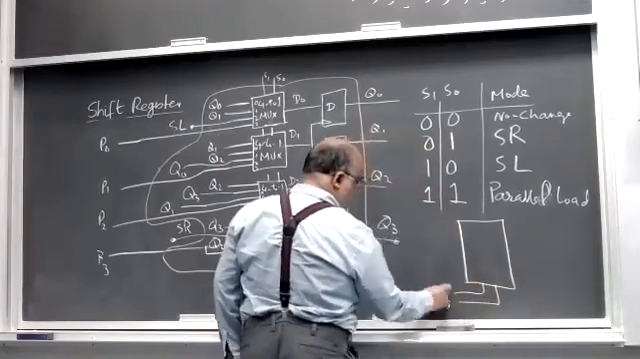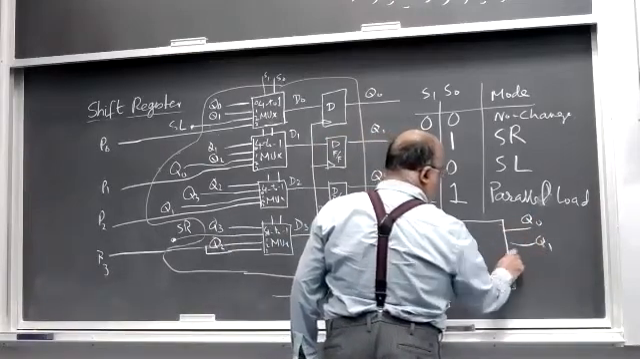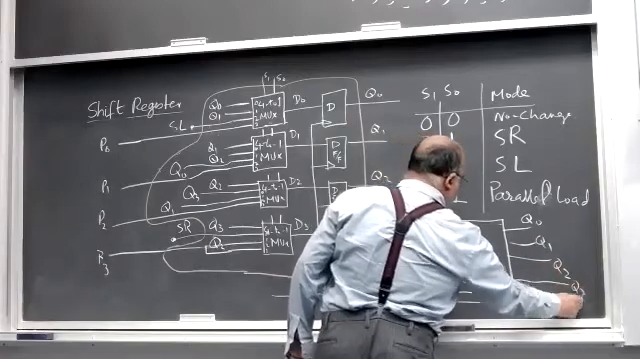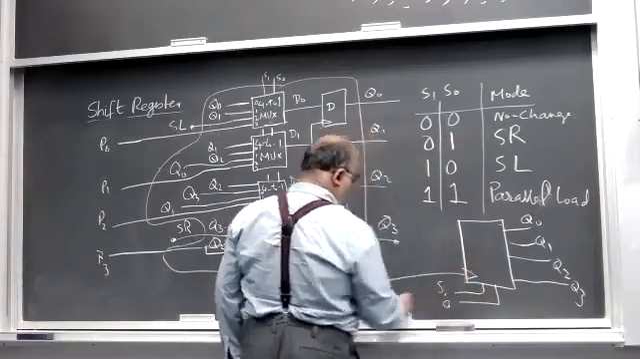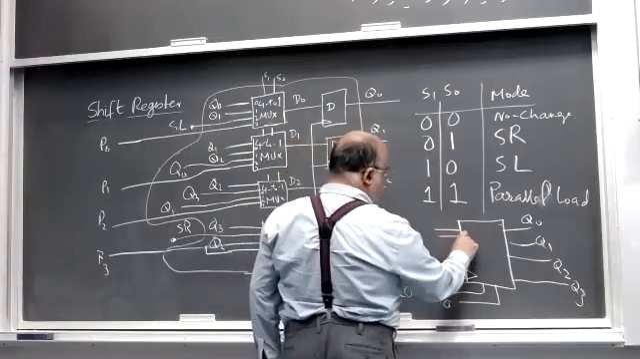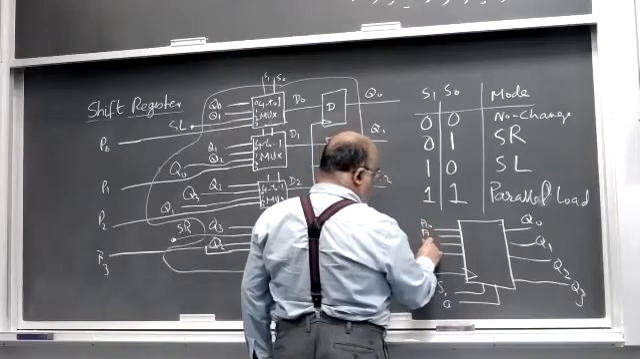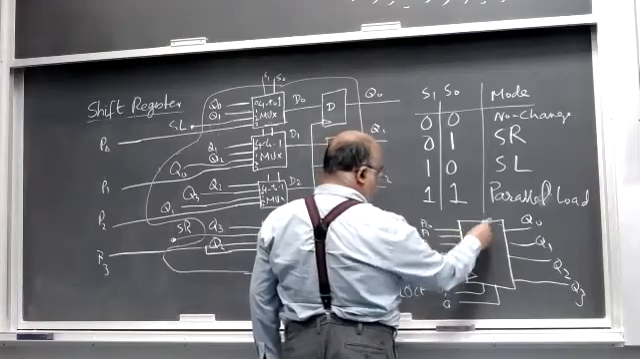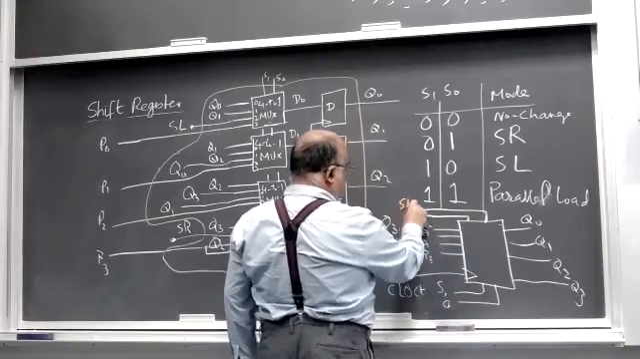These are select inputs: Q0, Q1, Q2, Q3. And you have a clock input. You have 4 inputs: P0, P1, P2, P3. And you have 2 control inputs that are here, SL and SR.